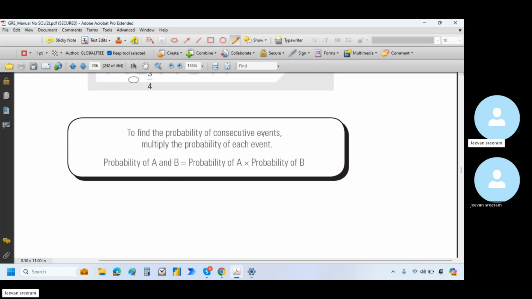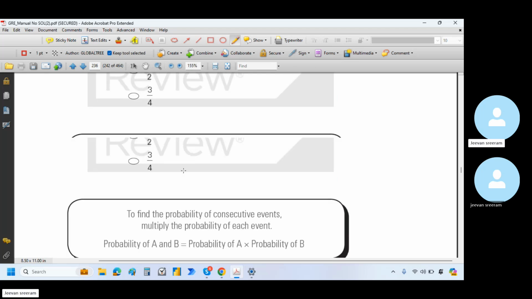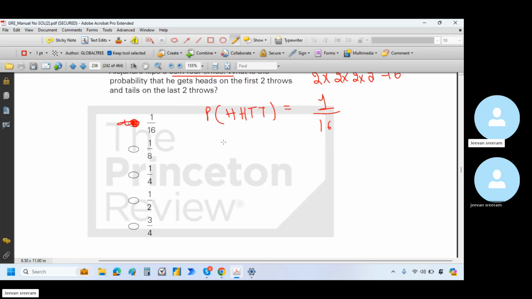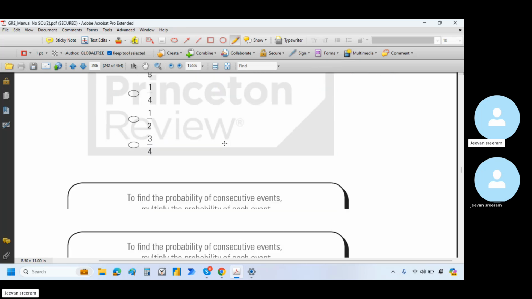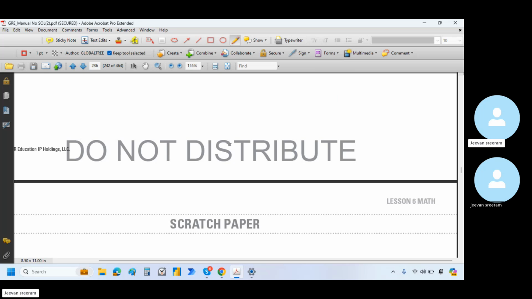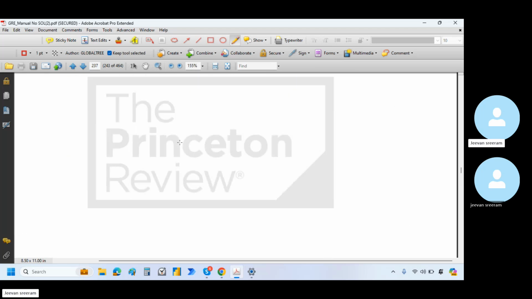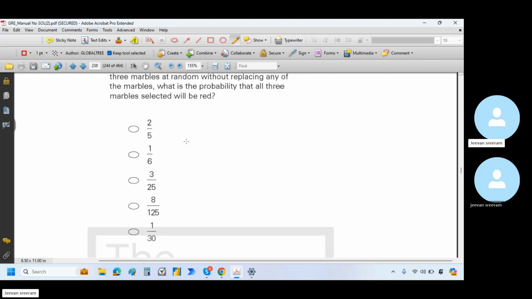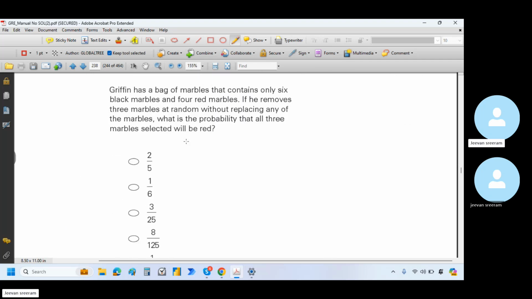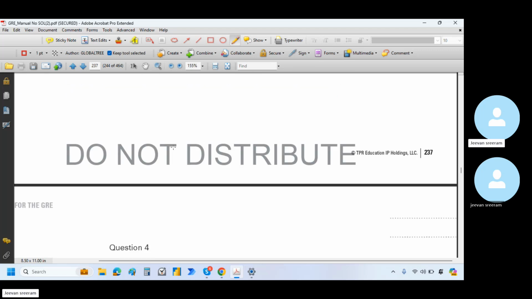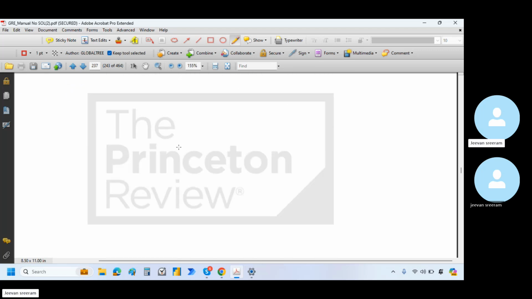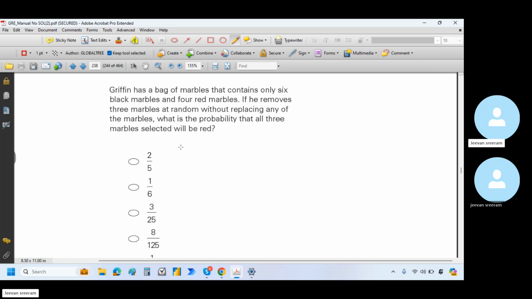To find the probability of consecutive events, multiply the probability of each event. So 1 by 2, 1 by 2, 1 by 2, 1 by 2. Even if you do it as such, you are going to get 1 by 16. The same result, the same answer.